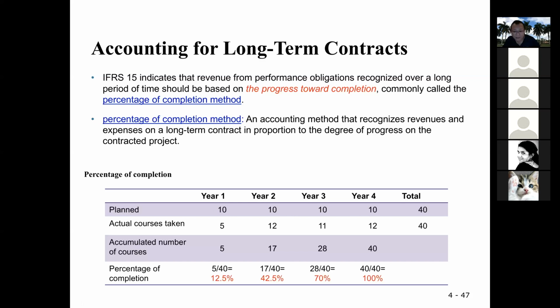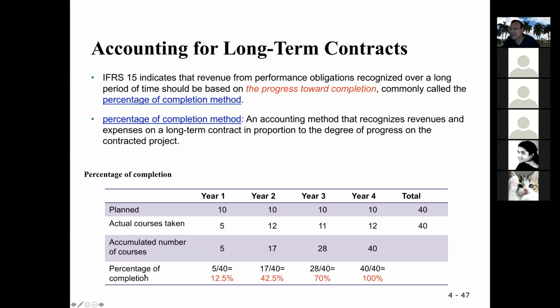However, things will change in your life. Not everything is going to unfold according to your plan. So actually, the courses taken in the first year is only 5 courses. You still want to travel around the world, right? So you only take 5 courses. That's the actual courses taken. Cumulative number of courses taken: this is the first year, so it is still 5.